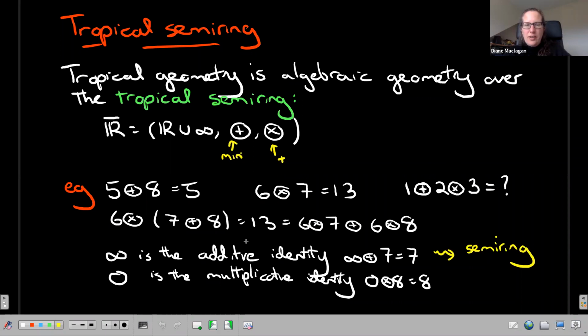addition in this way. And we have infinity as the additive identity. That means the minimum of infinity and anything is that anything, like infinity plus 7 is 7. And 0 is the multiplicative identity. 0 times anything is that anything. 0 times 8 is 8. So infinity is playing the role of 0 in usual arithmetic, and 0 is playing the role of 1.